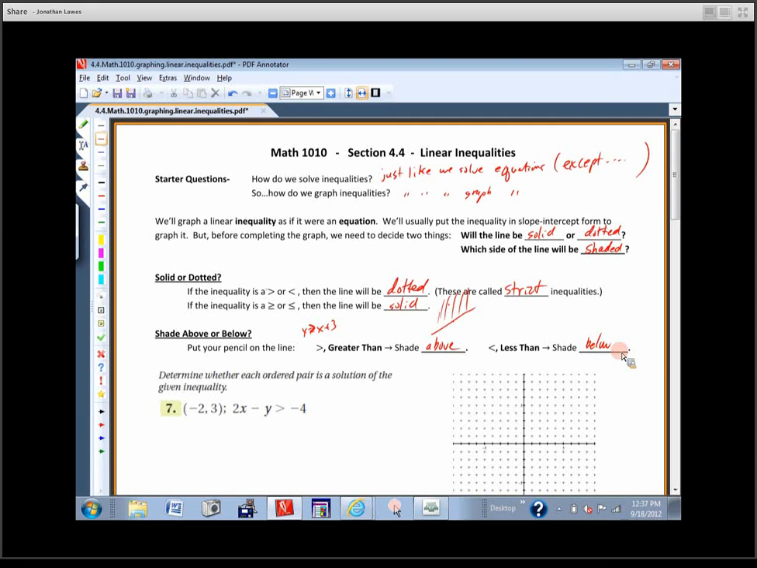It's that simple. We're going to graph it just like we would a line. All we have to do is: is it solid or dotted? We talked about how to figure that out. And which side do we shade? That's it. Okay?